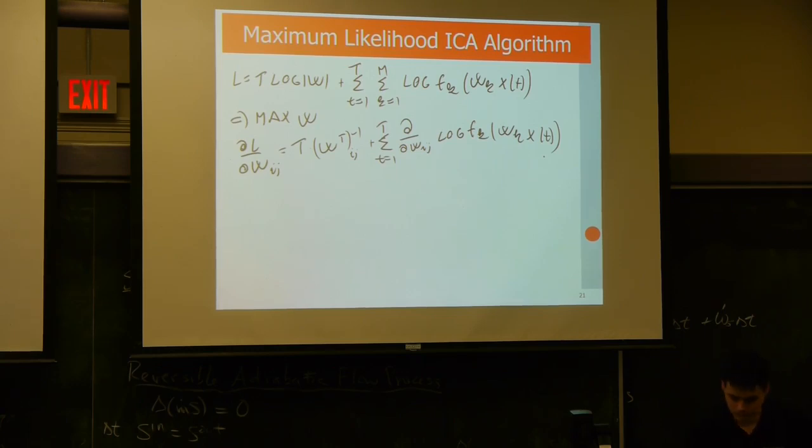Oops, I lost the sum. Okay, so what's the derivative of this? It's the derivative of log, so from that we have 1 over f_k of w_k x_t. And what do we have here? It's the derivative of f_k, right? At this point.